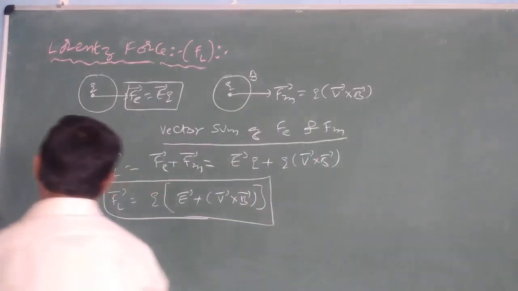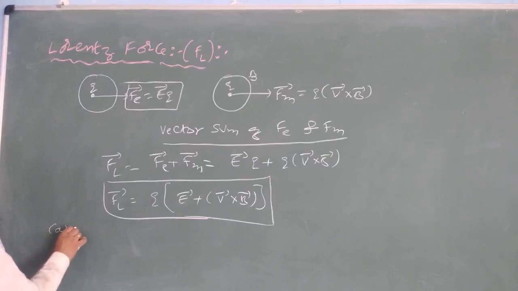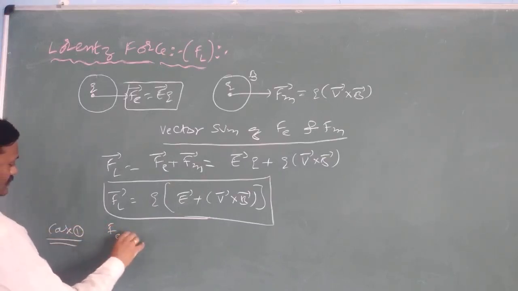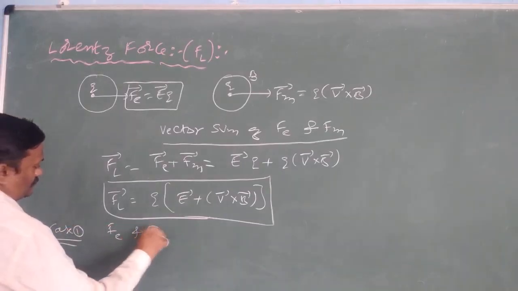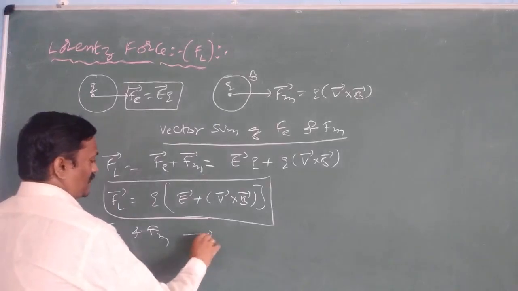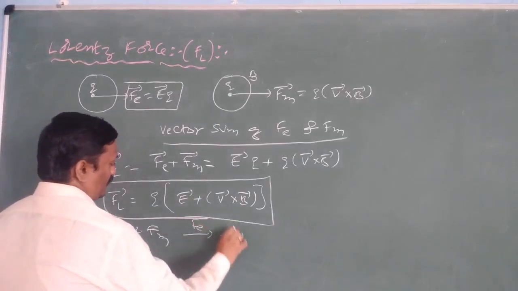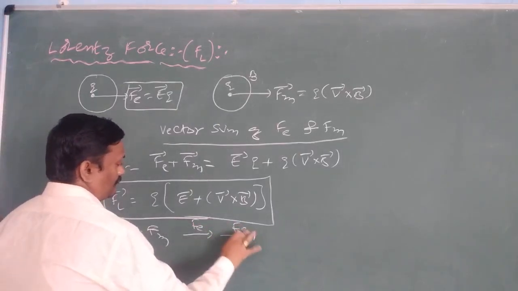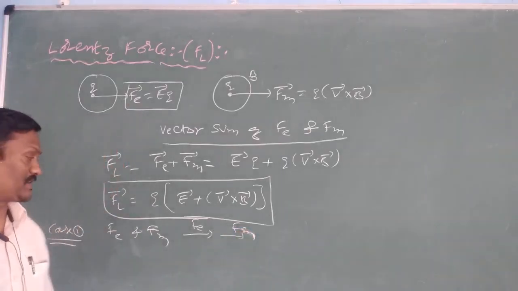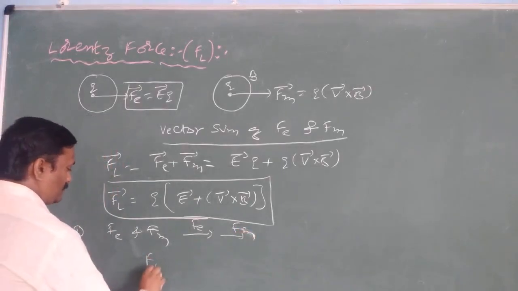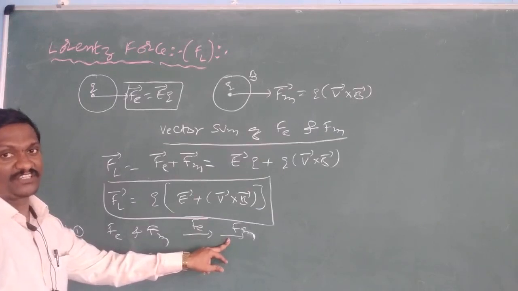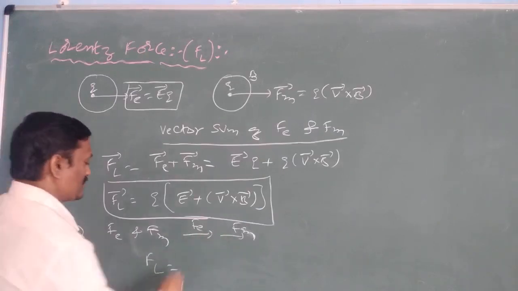Next, for example, if electrical force and magnetic force are both acting in the same direction, then the Lorentz force: when two forces are acting in the same direction, the resultant force is nothing but Fe plus Fm.